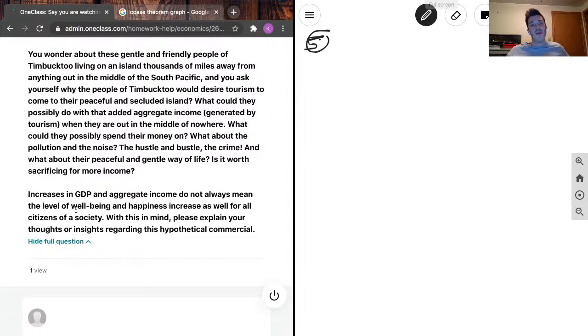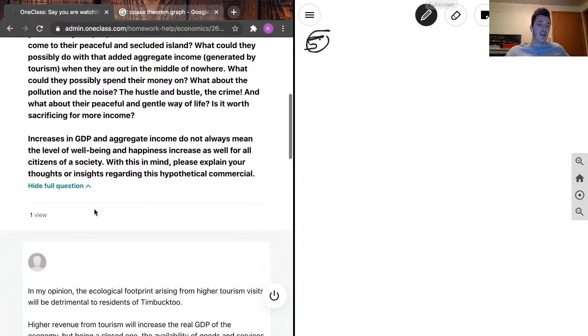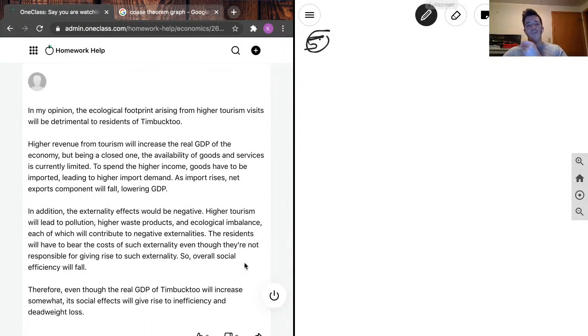You wonder about these gentle and friendly people of Timbuktu living on an island thousands of miles away from anything out in the middle of the South Pacific. You ask yourself why the people of Timbuktu would desire tourism to come to their peaceful and secluded island. What could they possibly do with that added aggregate income generated by tourism when they're out in the middle of nowhere? What could they possibly spend their money on? What about the pollution and the noise, the hustle and bustle of the crime? And what about their peaceful and gentle way of life? Is it worth sacrificing for more income? Increases in GDP and aggregate income do not always mean the level of well-being and happiness increases as well for all citizens of the society. With this in mind, please explain your thoughts or insights regarding this hypothetical commercial.